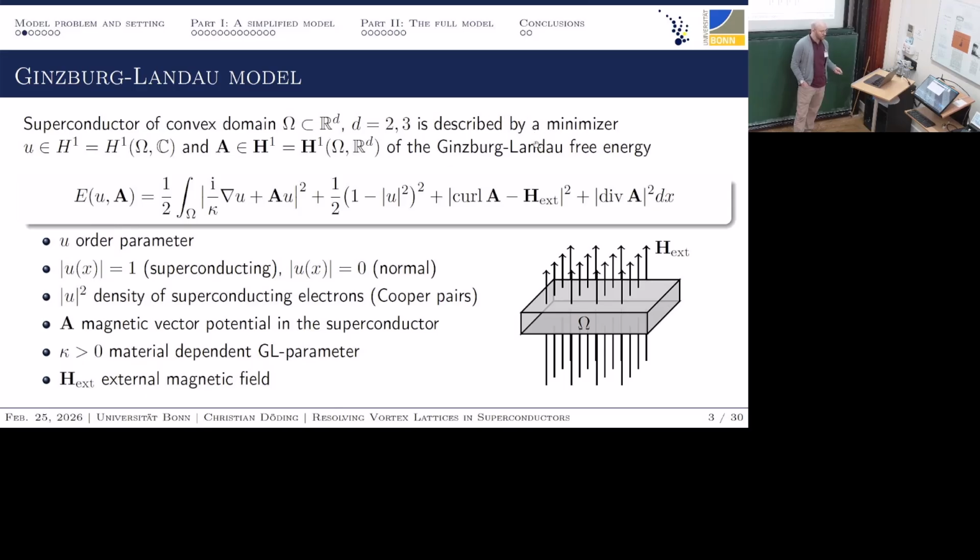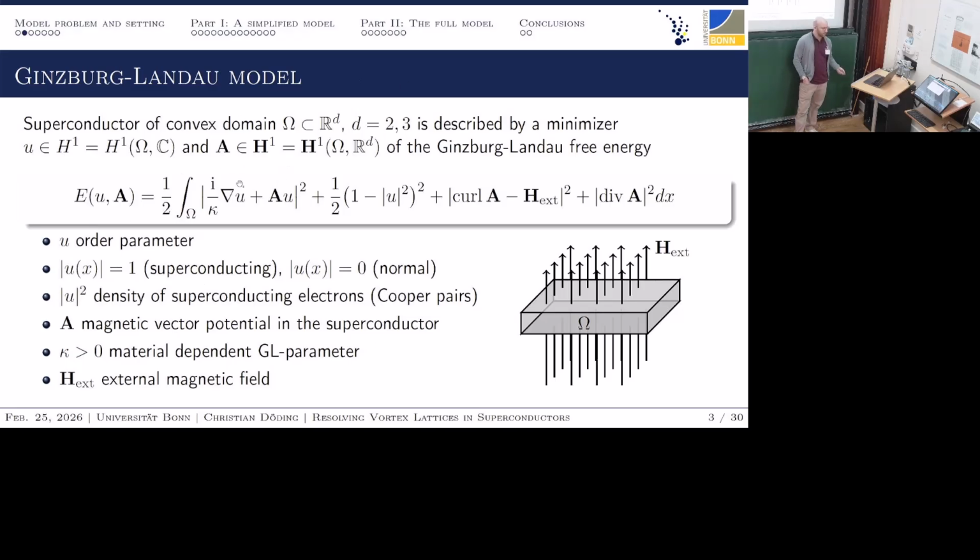Then the Ginzburg-Landau theory tells you that the superconductor is described by a minimizer, U and A, of this Ginzburg-Landau free energy that you see here. So what are these minimizing arguments? Well, I have this U here, a complex valued function. It's an interpretation of a quantum mechanical wave function, and it's called the order parameter. The actual physical observable is the density of this order parameter. If its density is 1, then the material is in a superconducting state in this area. And if it goes down to 0, it's in a normal, non-superconducting state.